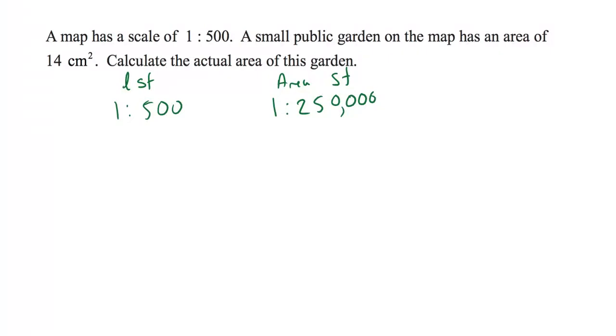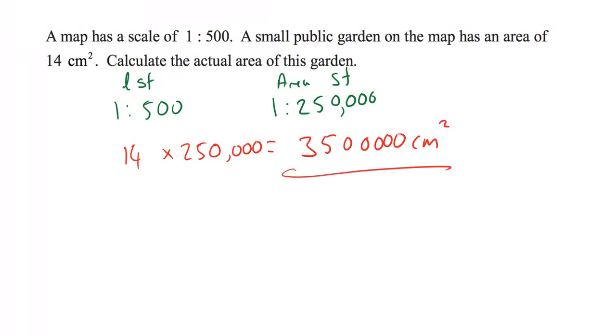Okay. Now we've got that, if we wanted a straight conversion, all I've got to do is take my 14 centimeters squared and times it by 250,000, and that's going to give me my new area. So that is going to be 3,500,000 centimeters squared. But of course, we don't measure areas of gardens in centimeters squared. We're going to need to convert that to meters squared.